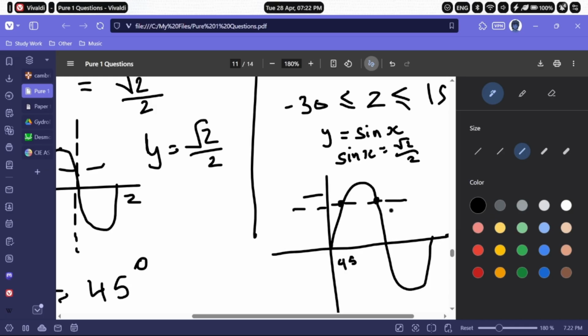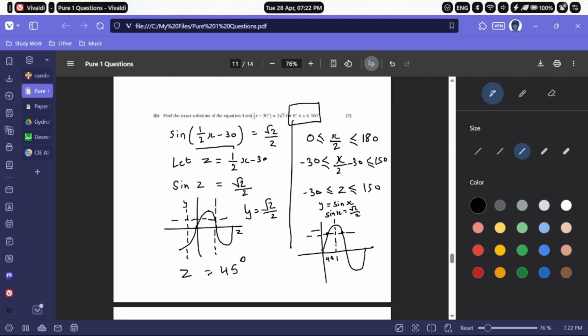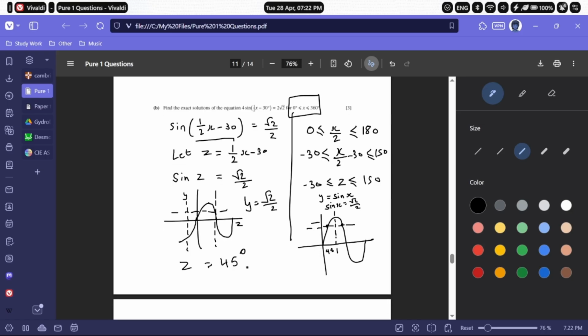So to find out the next intersection, since it's symmetrical about 90 degrees, you can actually do 180 minus 45 degrees to find out the next value. So 180 minus 45, that would be 135 degrees, which is again acceptable.